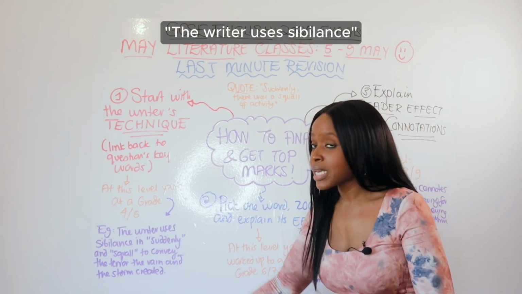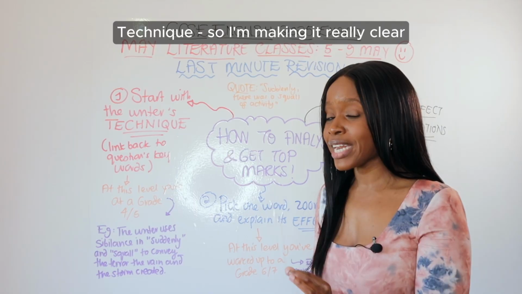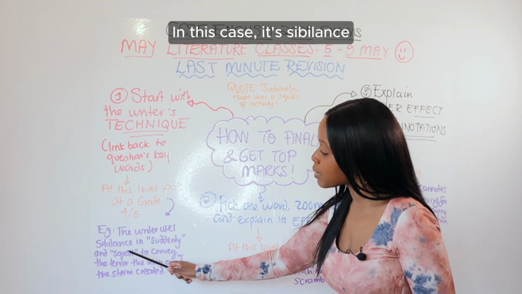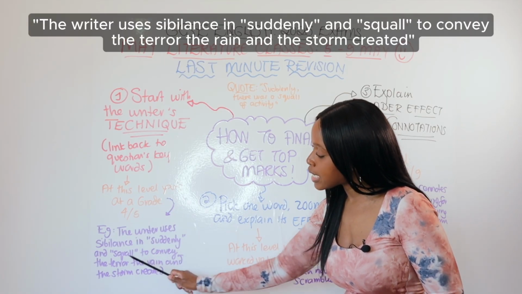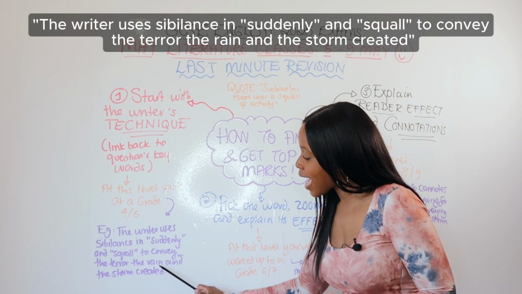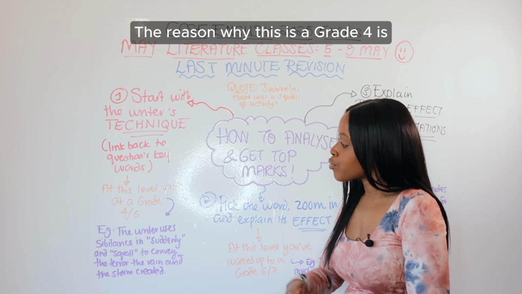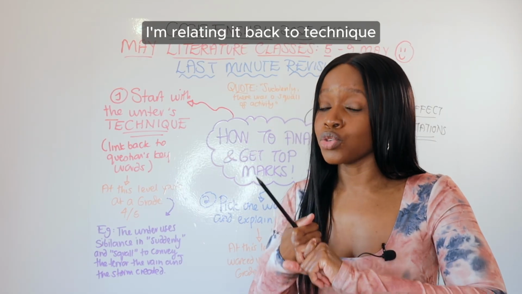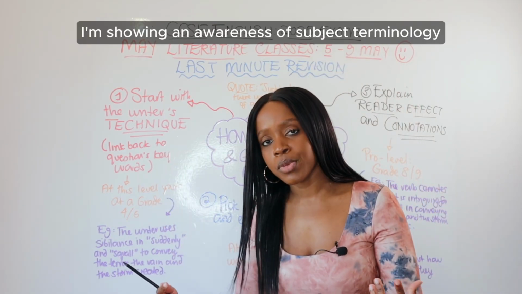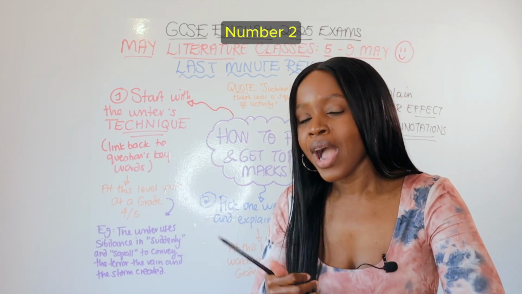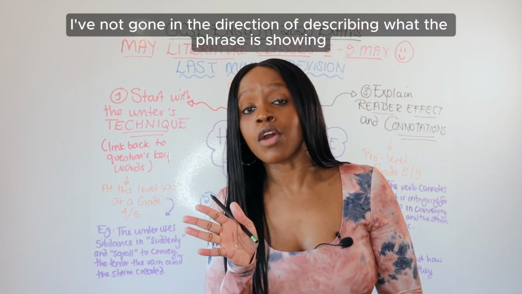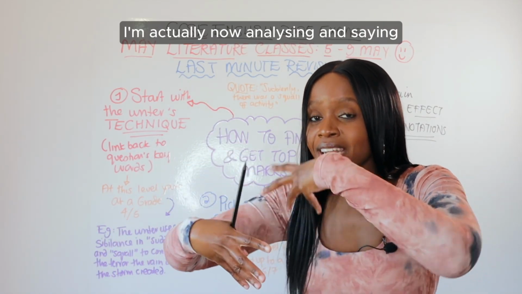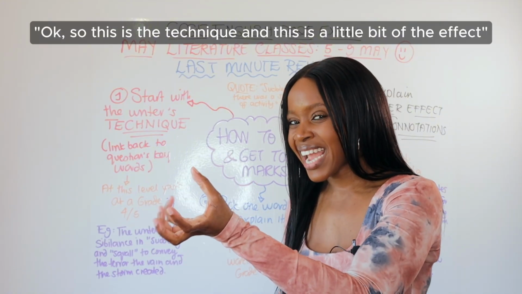The writer uses sibilance technique, so I'm making it really clear that I have an understanding of the writer's use of methodology. In this case, it's sibilance. The writer uses sibilance in "suddenly" and "squall" to convey the terror the rain and the storm created. The reason why this is a grade 4 is, number 1, I am answering the question, relating it back to technique, and showing an awareness of subject terminology. But also, more importantly, number 2, I've not gone in the direction of describing what the phrase is showing. I'm actually now analyzing and saying, okay, this is the technique and this is a little bit of the effect.